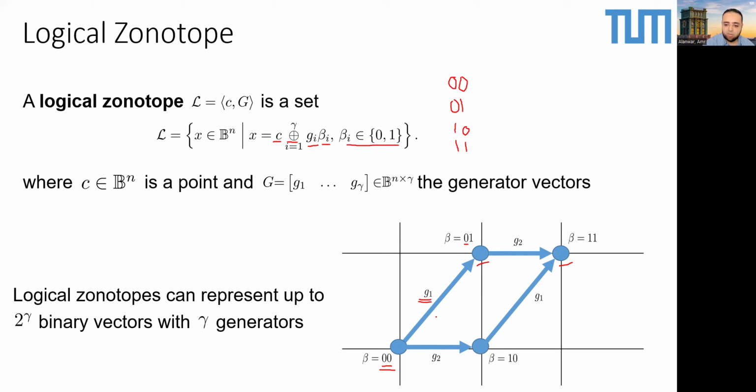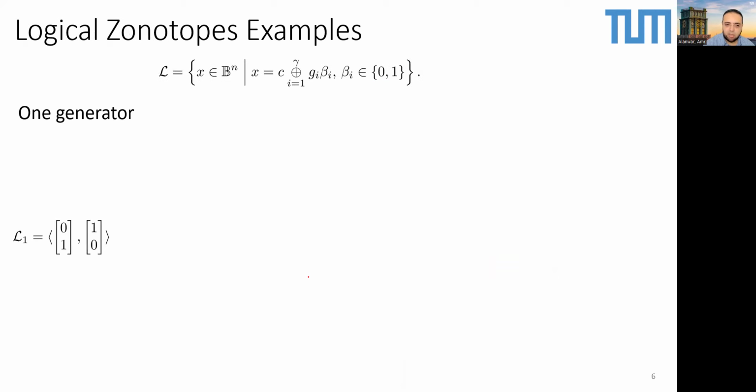using 2 generators only. And this is the beauty of logical zonotope, that you can represent up to 2 to the power gamma binary vectors using gamma generators only. So you can think of the generator as the reduced space, and we are doing a reduced representation. Let's take an example. If you have a C here, and this is the generator, which consists of one generator only, and this is the symbol for logical zonotope.